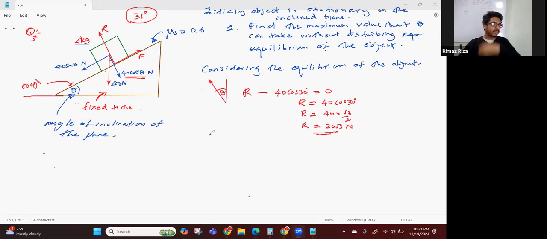And then I can consider the direction parallel to the plane.